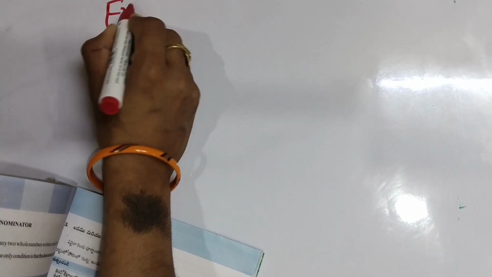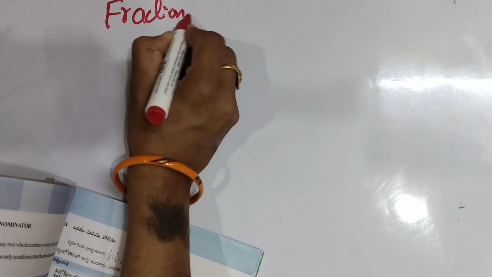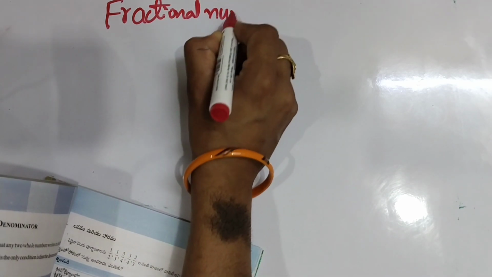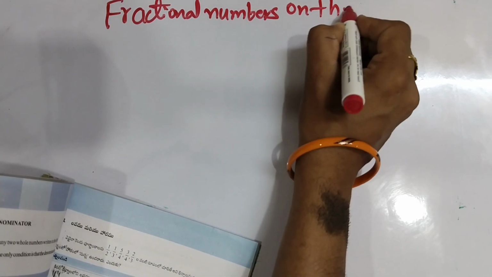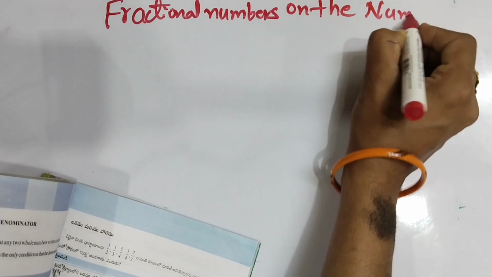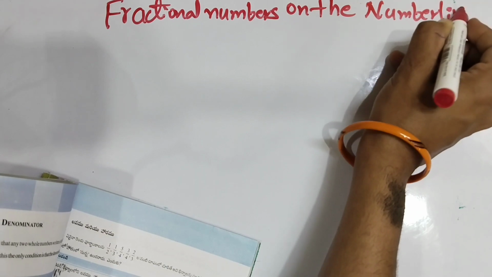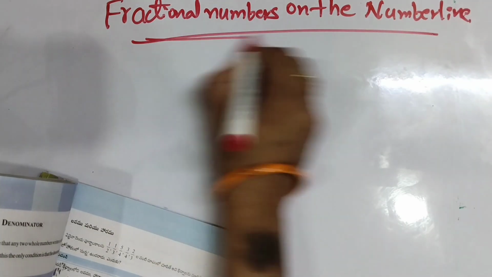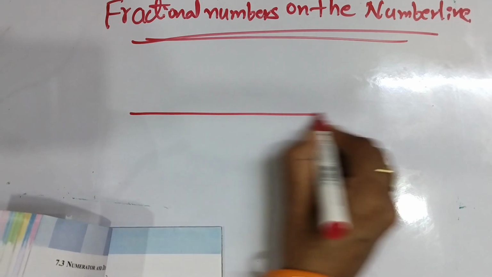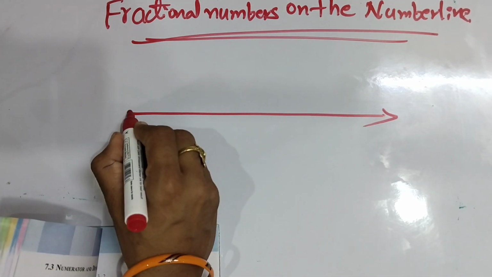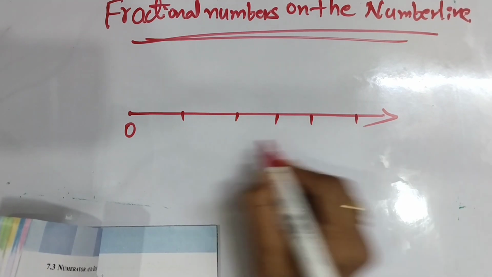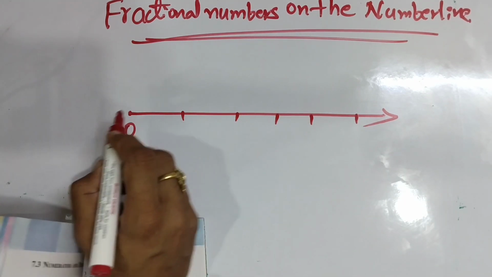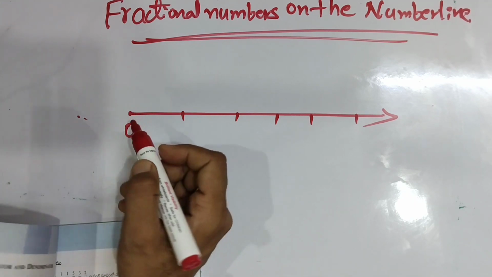So what is our topic? Fractional numbers on the number line. So what is a number line? If we write numbers on a line, that is called a number line. We can also take negative numbers also.